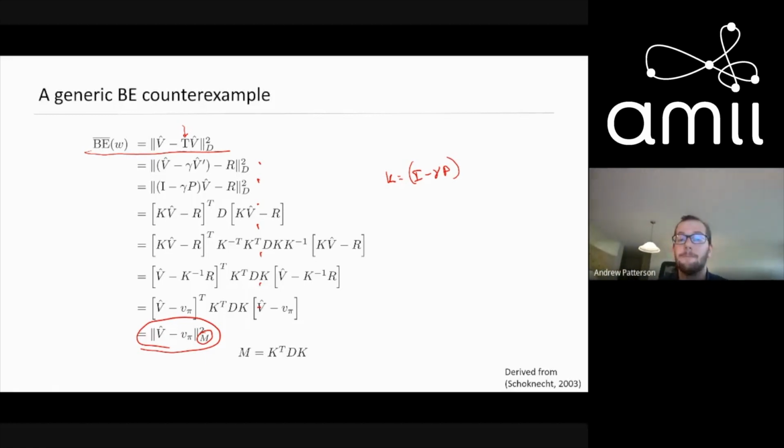So now we have this weighting that's no longer necessarily a diagonal matrix, but importantly, it is positive definite in the case that D is a steady state distribution over the policy. And Schoknecht 2003 gives a little more motivation why this is positive definite, because it's not necessarily obvious.